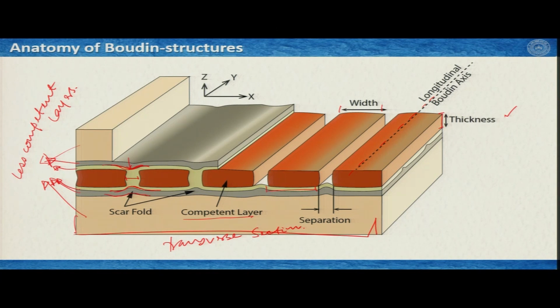Now, because this is a deformation related feature, you can relate it with the overall strain ellipsoid. So, if I consider this, certainly this was my stretching direction. So, this was the x, and then y I can align along the longitudinal boudin axis, and this was the compression direction, which I can refer to as z. We will see later, in the next lecture, how boudinage processes are directly related to strain and strain features.